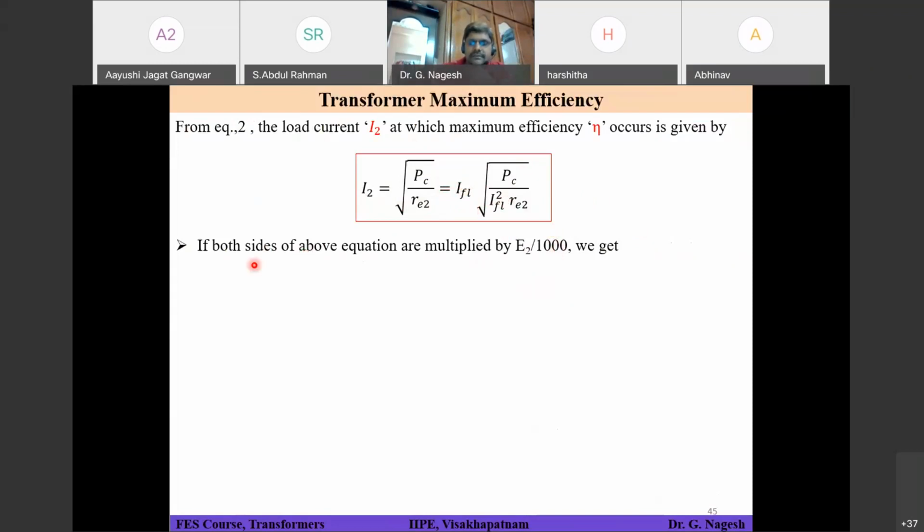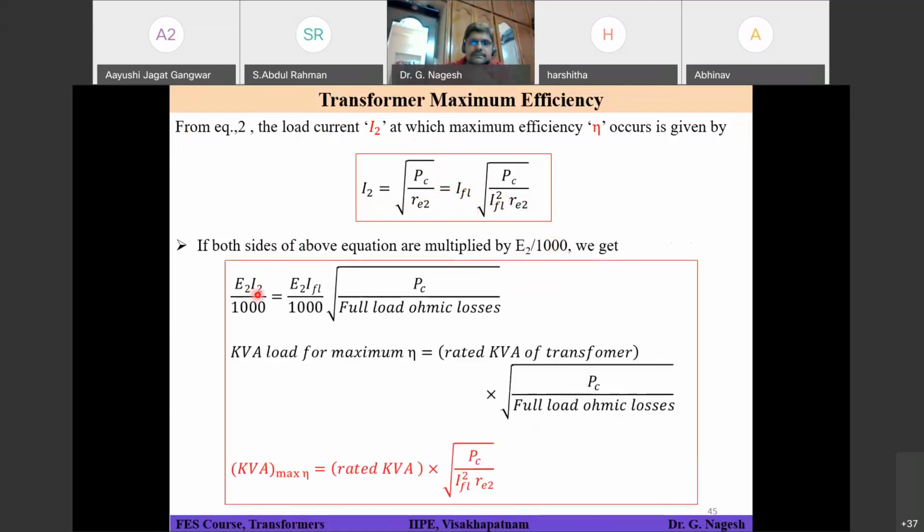Right, so if we take the previous expression and multiply it with E2 by 1000, you are going to get this thing. Why I am doing E2 by 1000 is that now I am trying to find out kVA for maximum efficiency. The current corresponding to maximum efficiency is given by this expression: I2 is equal to IFL into root of PC divided by full load copper losses.